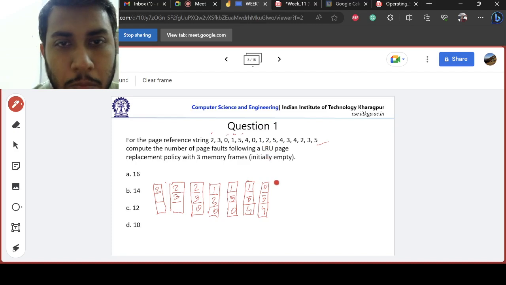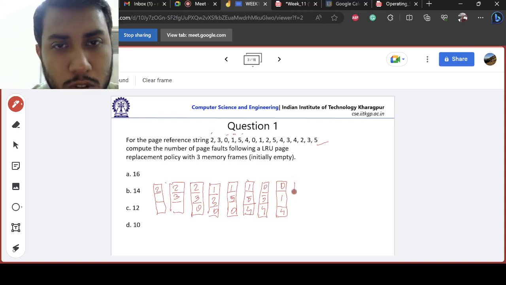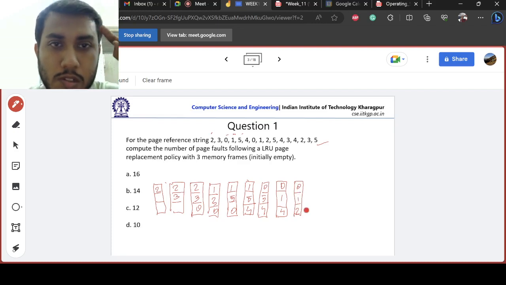Okay. Then 1 is requested. Which one is the least recently used? 5. So that will be replaced. 1, 0, 4. Which one is the least recently used now? 4. So now 2 comes, 4 is replaced. 0, 1, 2. Okay.